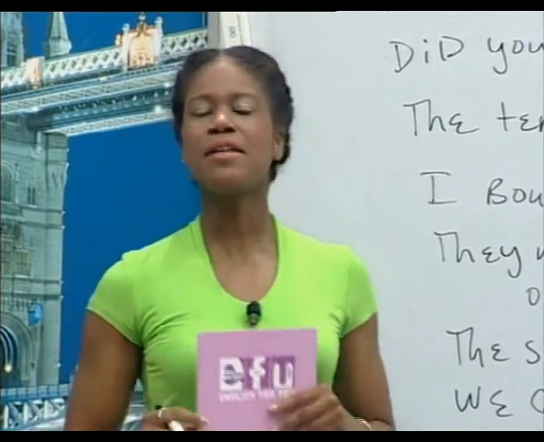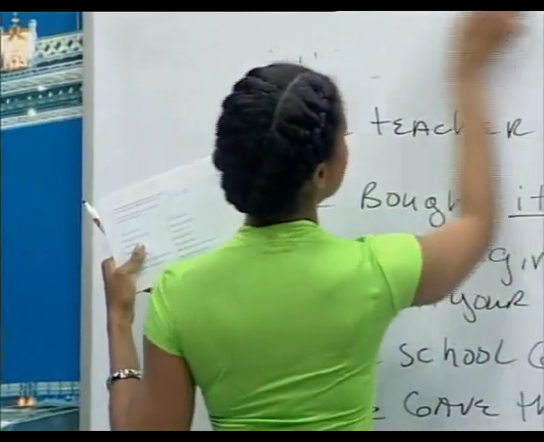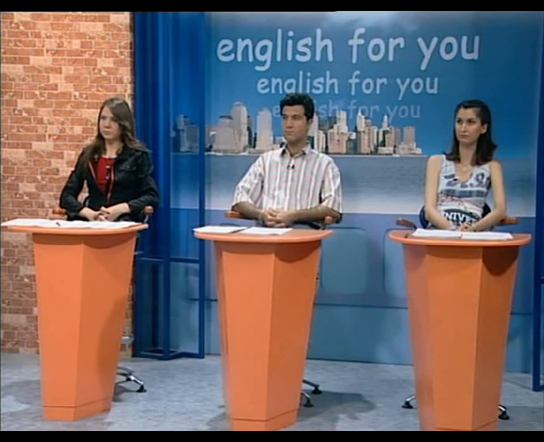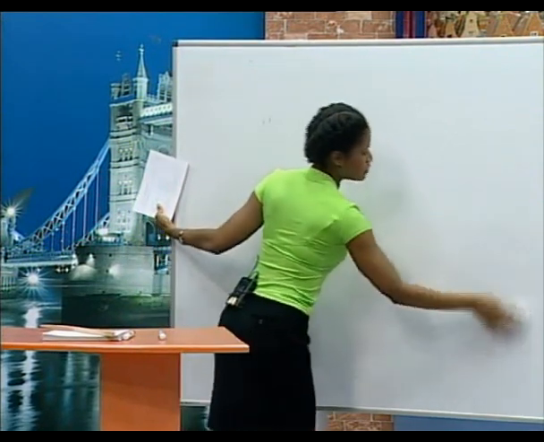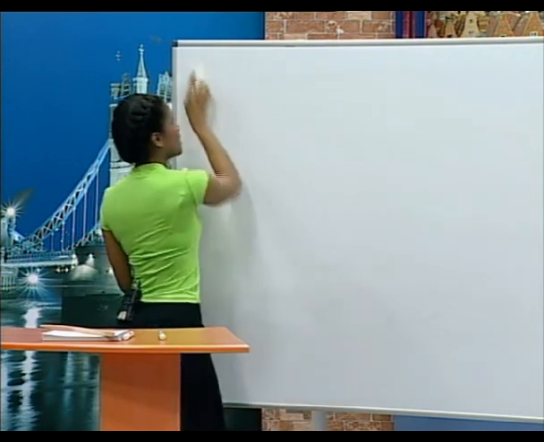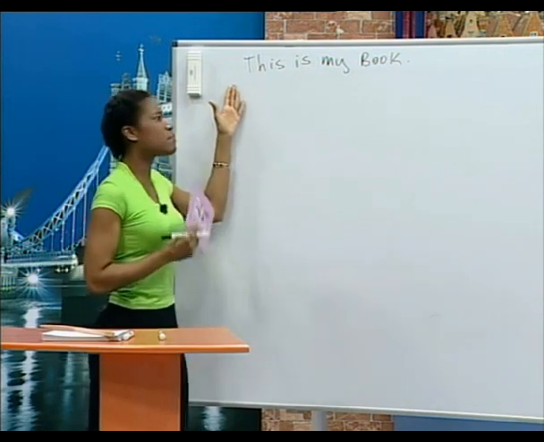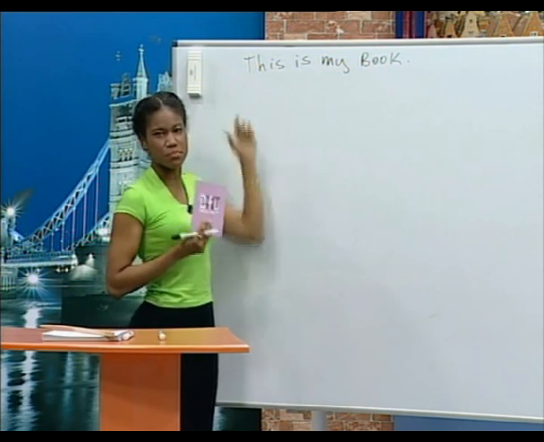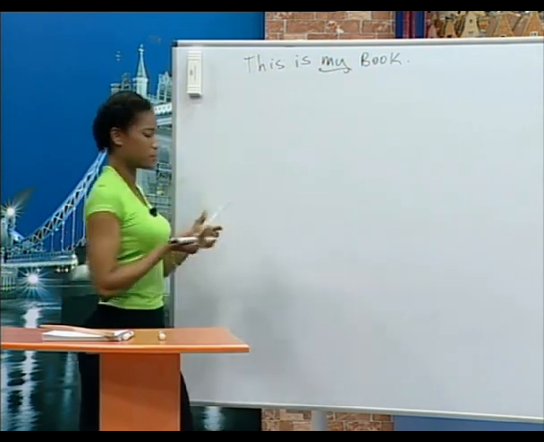Okay, now let's talk about possessive pronouns, excuse me, possessive adjectives, the next group. Now remember, a possessive adjective must be followed by a noun, the noun that it modifies, the noun it describes. Okay, this is my book. What book? We use a possessive adjective to tell us what book. My book. So this is my book.